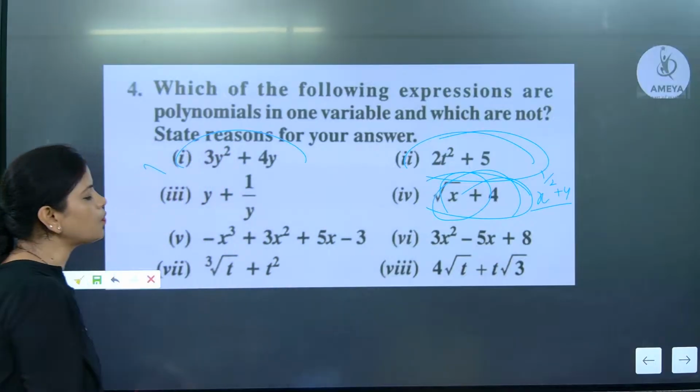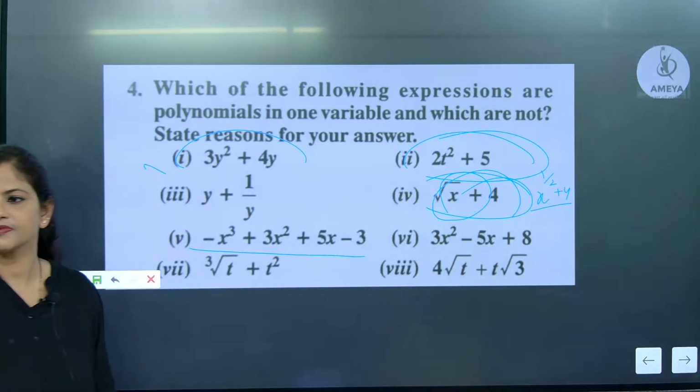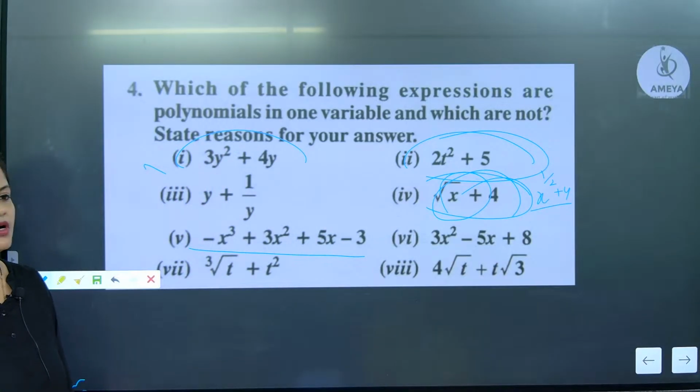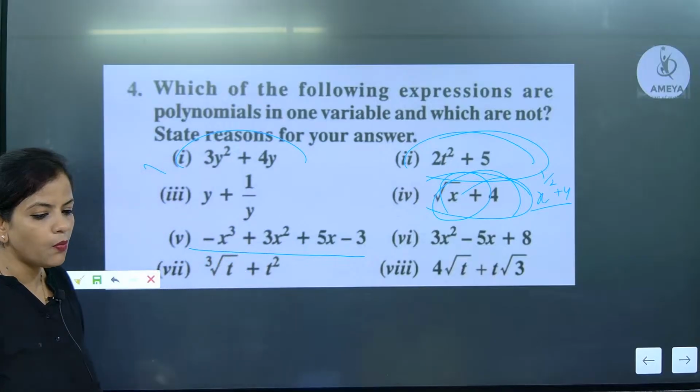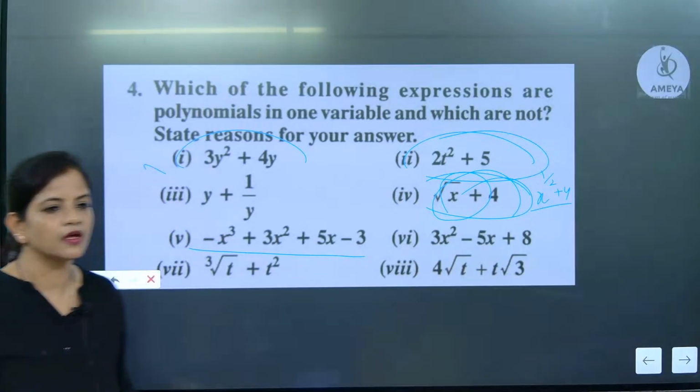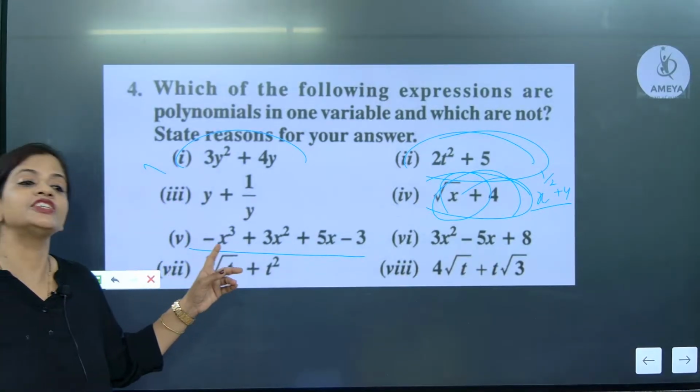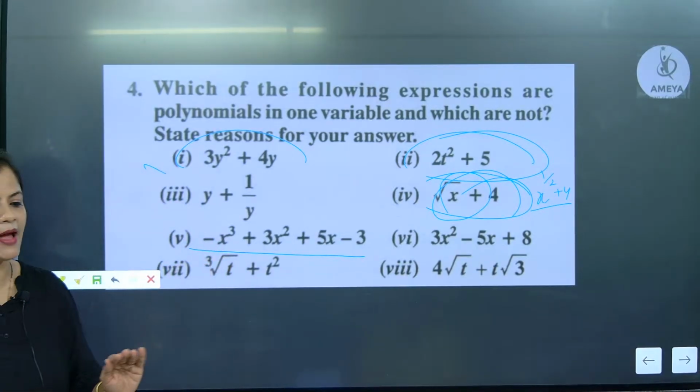Can you check this one out? Is it a polynomial? Yes, very good. It's a polynomial. What is the degree of the polynomial? Highest degree. Come on, second. The highest degree is 3. Absolutely bang on the point.